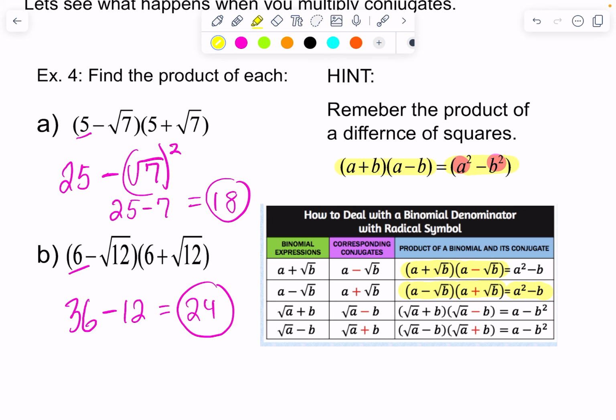If I have the square root of a plus b times the square root of a minus b, same thing. It's a difference of squares. First term squared minus second term squared. If I have square root of a minus b and square root of a plus b, same thing, difference of squares. First term squared minus second term squared.